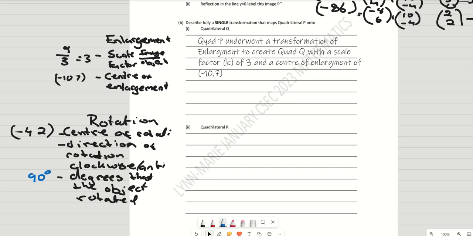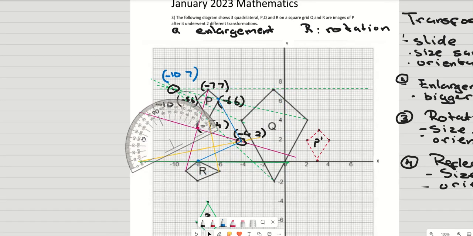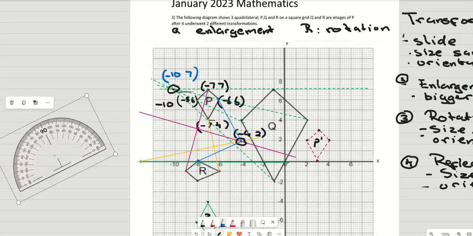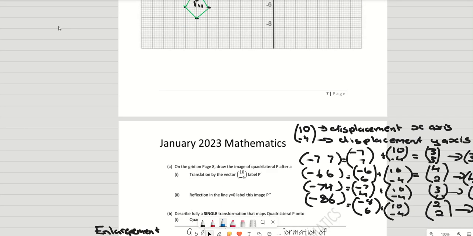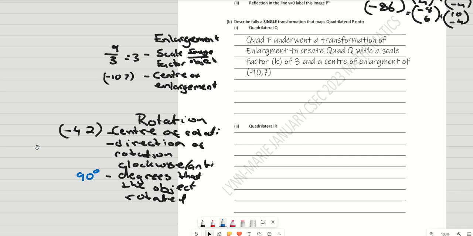Right? And then the next one, the direction. If we look at this, let's remove our protractor now. It is going from this line here, which is P, to this line here. It is going in an anti-clockwise direction. So what direction did it go into? After you find out the degrees, it is clear to see that it went in an anti-clockwise direction.